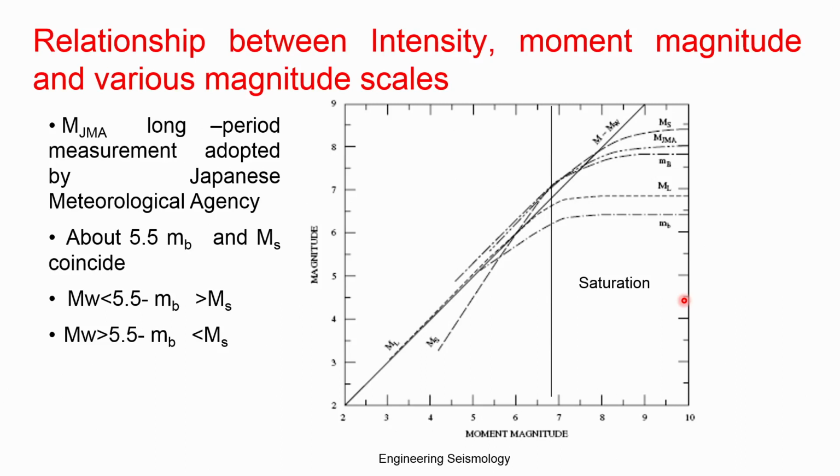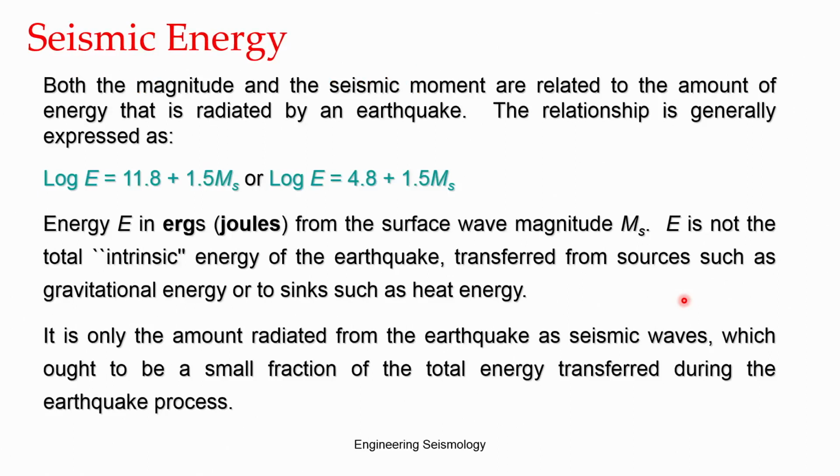Then, followed by that, you will have the instrumental record where ML, MB, MS, MW have been kept. So there is always a need for homogenizing the data by removing all this ambiguity and putting all of them in a particular scale. That process is called magnitude conversion. A typical example shows how the moment magnitude and the magnitude of the earthquake are related.